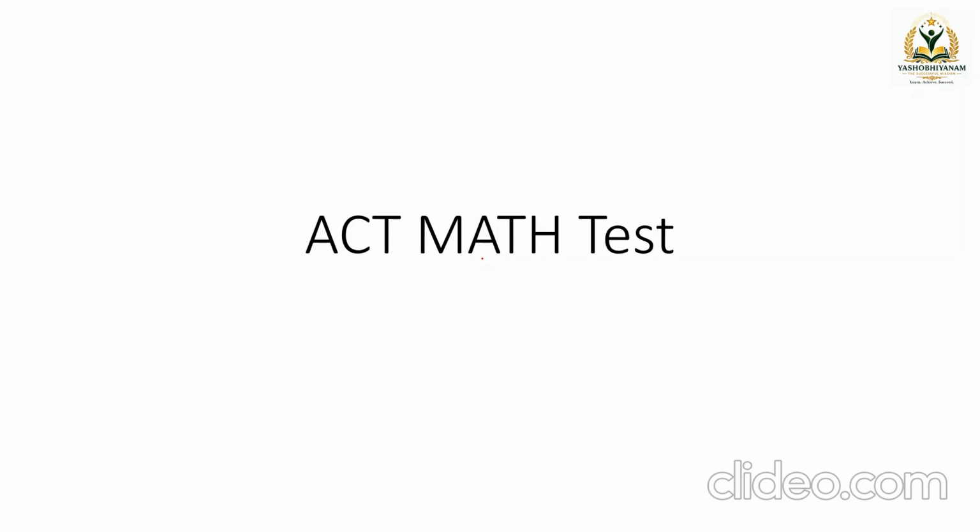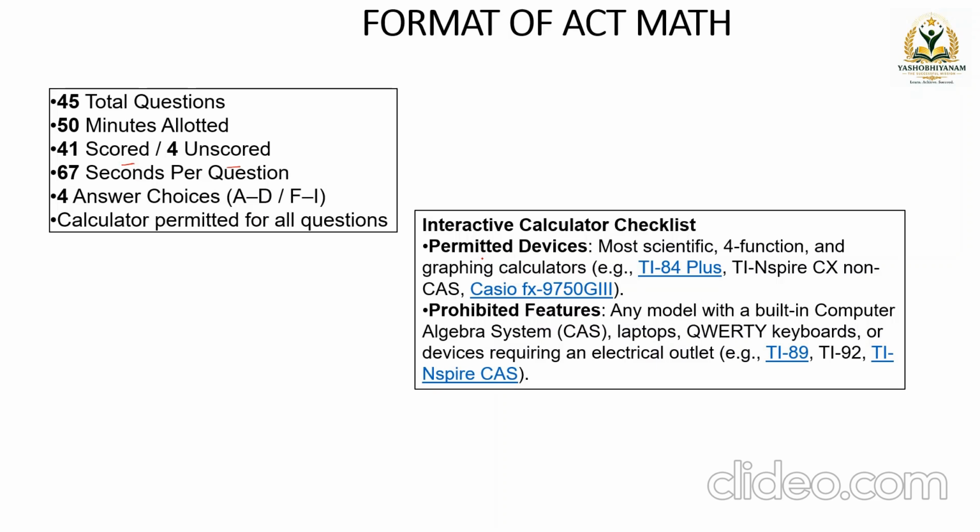Come, let's explore. Before we plunge deeper into the type of questions and the strategies, let's look at the format of the ACT math test. 45 questions, 50 minutes allotted, 41 scored questions, and 4 are unscored questions.